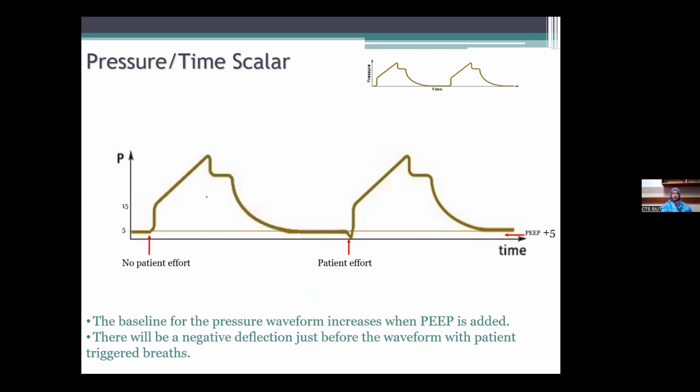In a pressure time scalar, the baseline for the pressure waveform increases when PEEP is added. So this is a value of 0, if you can see over here. And when you add PEEP to it, it's obviously going to rise from this value of 5. And then it will reach a peak value, which is the peak inspiratory pressure, and then this would be the plateau pressure. And whenever a patient tries to make an effort to breathe themselves, you will see this little dip over here. I hope you can see the pointer on the screen. Whenever it is a controlled breath, there would be no dip over here, but whenever the patient tries to breathe on their own, you will observe this dip before the patient starts breathing.